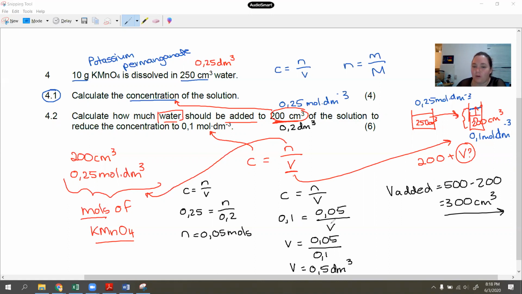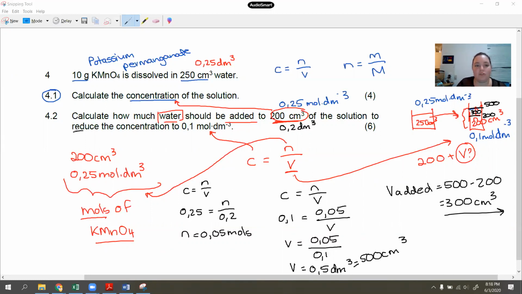So if I then work that around, I rearranged it here so that I didn't do a spectacular maths mistake again, and I got 0.5 decimeters cubed. Please remember that that is the same as 500 centimeters cubed. If the total volume had to be 500, and we started off with it being 200, we must have added in 300 centimeters cubed to change the concentration.